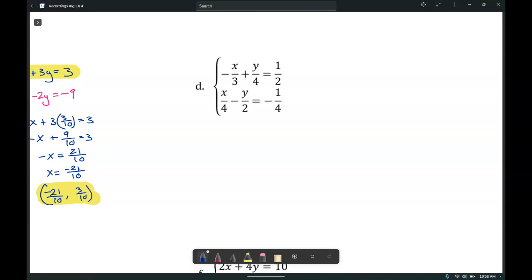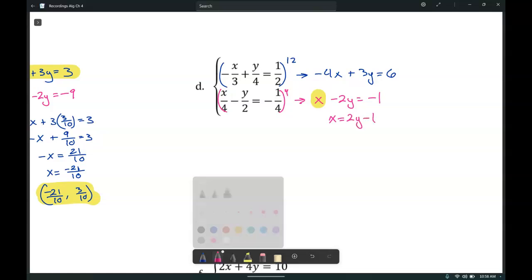So same thing again, we'll go ahead and multiply by least common denominator for both equations to rewrite them. So here we want to multiply by 12. And here we can multiply by 4. And it looks like this x will be the easiest one to isolate, so let's go ahead and do that. And now we can go ahead and substitute into the other equation. So we'll substitute in for x here.